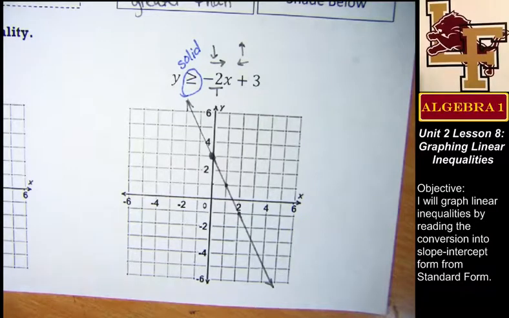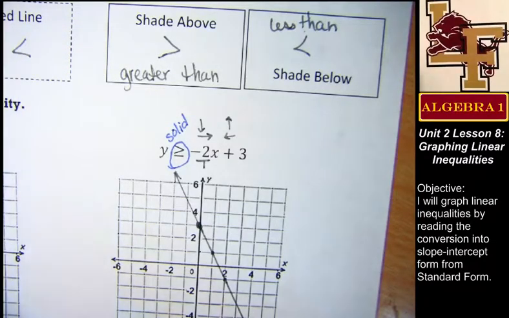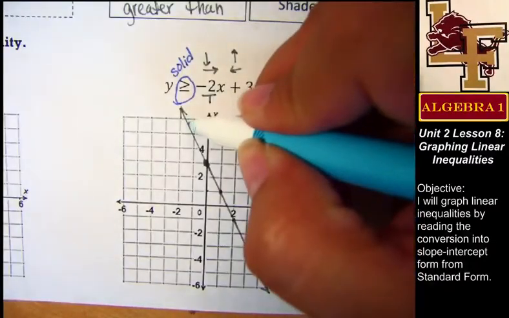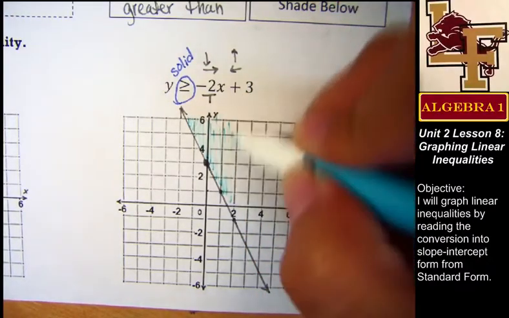Now I need to shade it. Do I shade above or below? Above. How do you know? Because it's greater than, and my little key up here said greater than, shade above. All right, this is everything above the line. And you just color it the best that you can.